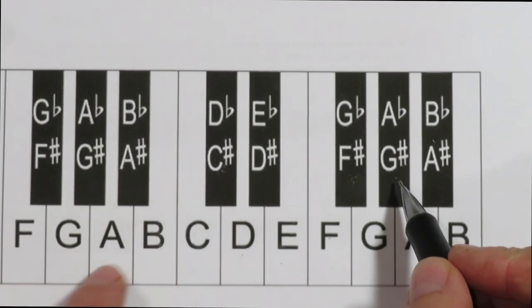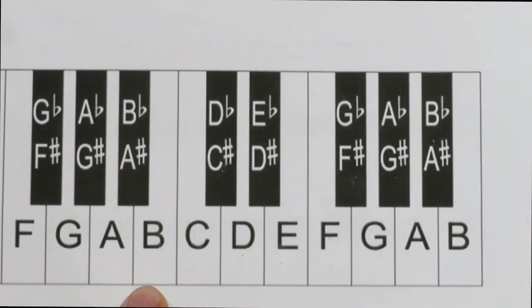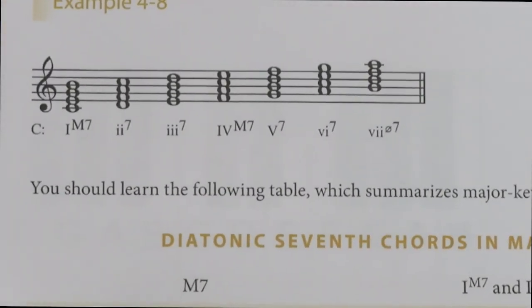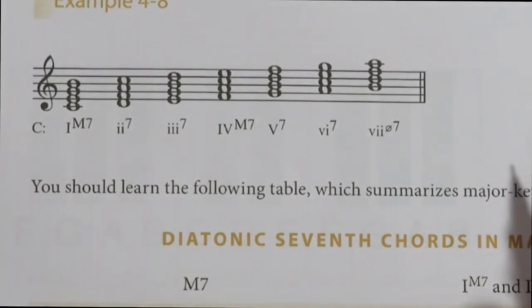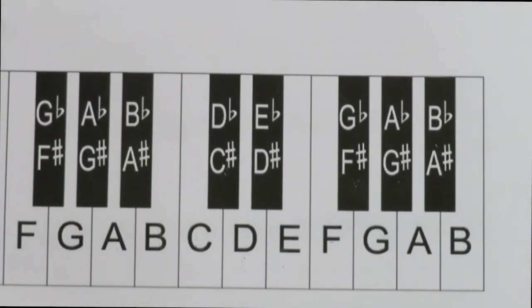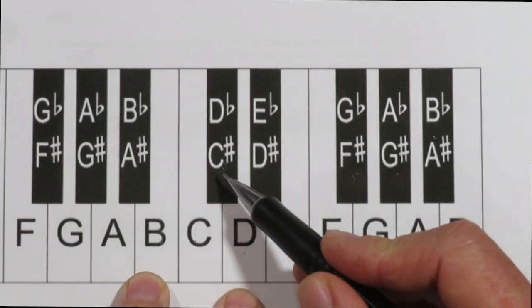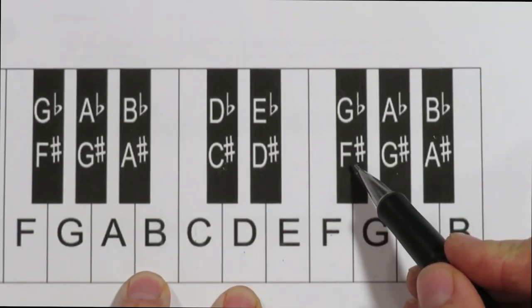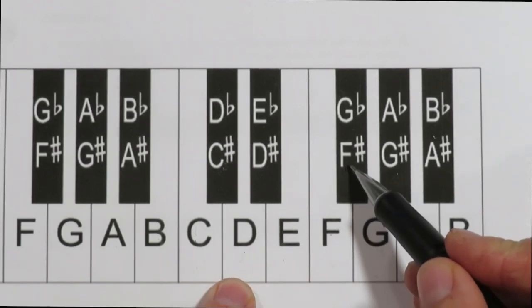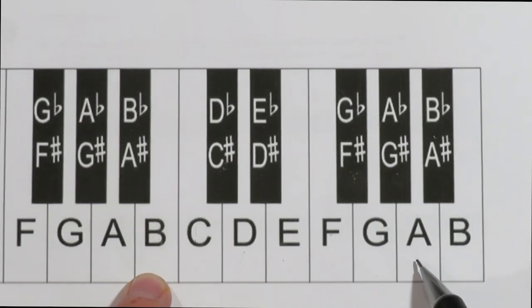F, C, G. Okay. So we're starting on 1. Here's the 2, B. So we're going to have a minor 7th, because the 2 chord in a major key is minor, right? 2, 3, and 6 are minor in a major key, okay? So we build a minor 7th chord. Here's your minor 3rd, 1, 2, 3 half steps to a major 3rd. Okay, D to F sharp, major 3rd, and then your minor 7th, B to A.